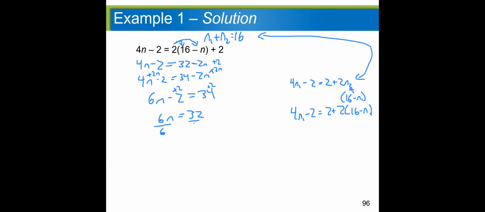Divide by 6. N equals 10, right? No, n equals 6. 6 times 6 is 36. No, n equals 5. No, 6 times 5 is 30. Oh my gosh. Is that right? 32 divided by 6, I should be able to do that in my head. I'm a terrible math teacher. 6 times 4 is 24. 6 times 5 is 30. Did I do something wrong here? I love getting things screwed up on the live stream.